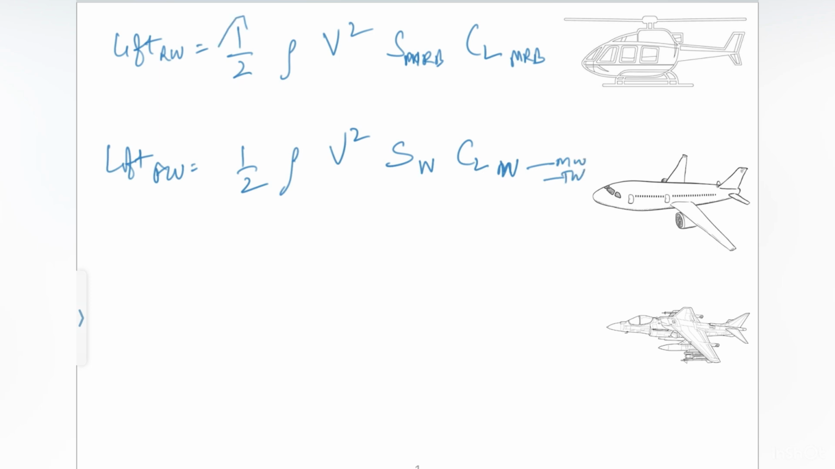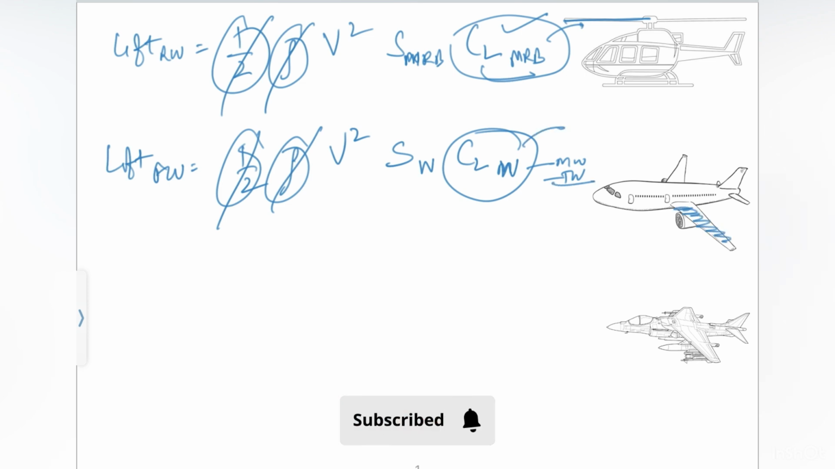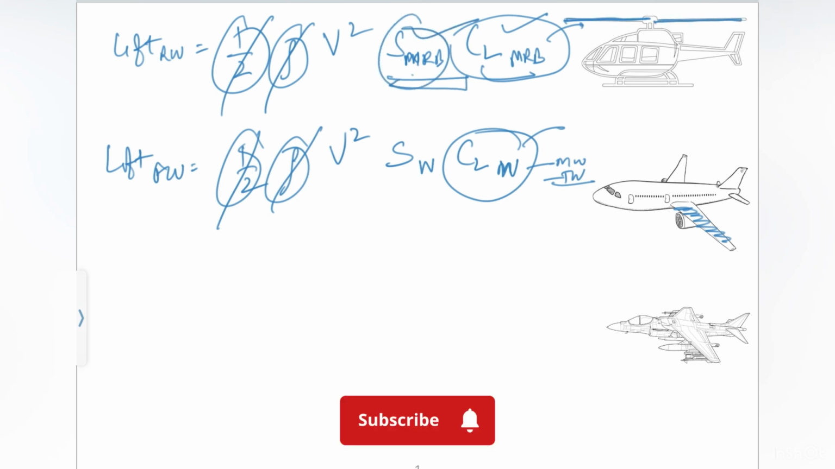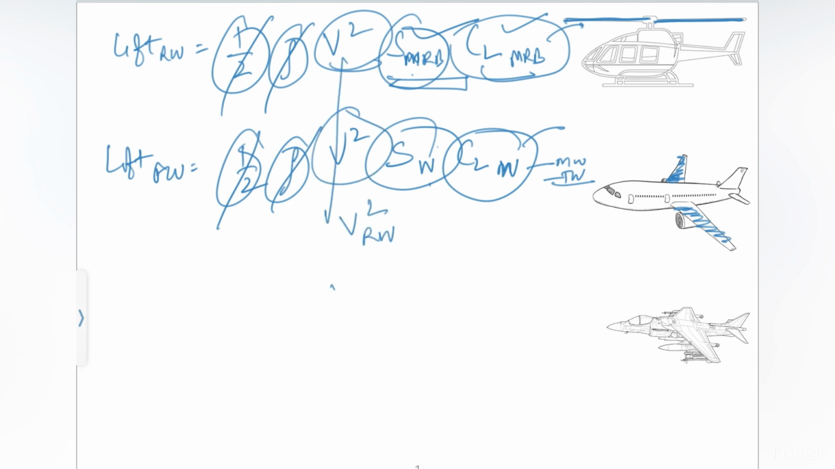Half is a constant, so we'll remove that. Density is the same for both, so I'll remove it. The coefficient of lift of the main rotor blade has some value as per the attitude, as discussed previously, and will not be 0. The coefficient of lift of the main wing and tail wing also has some value and will change as per the attitude. The surface area will not be 0 either; it also has some value, both for the main rotor blade and for the wing. Coming to the velocity, this is where the main difference comes between the velocity of the rotor wing and the velocity of the fixed wing.